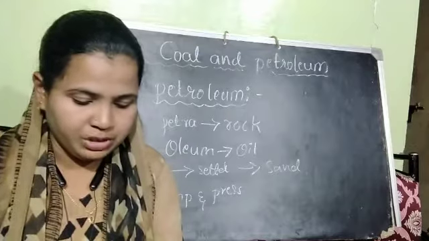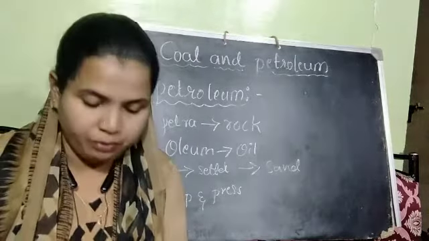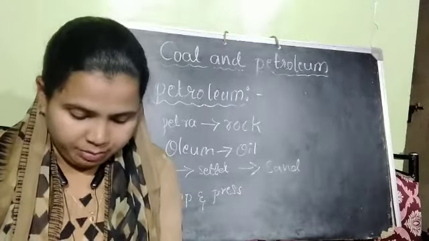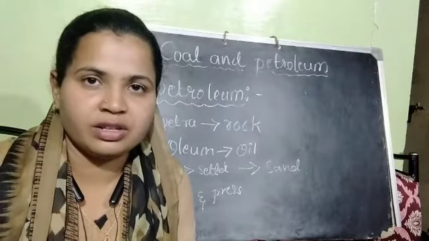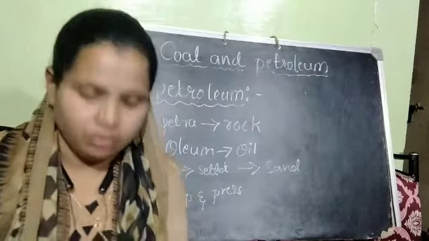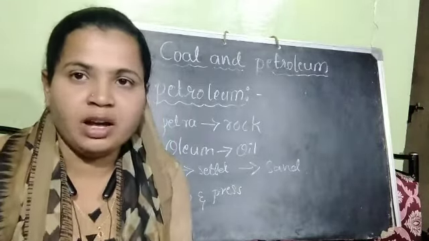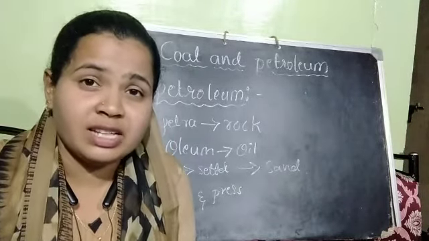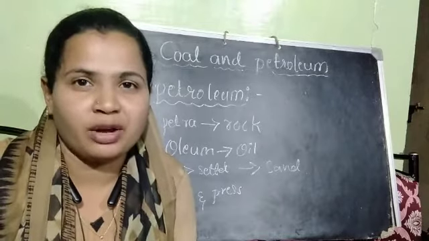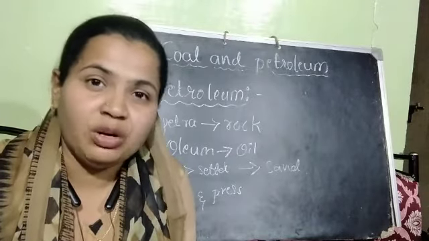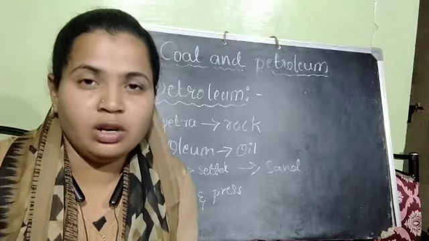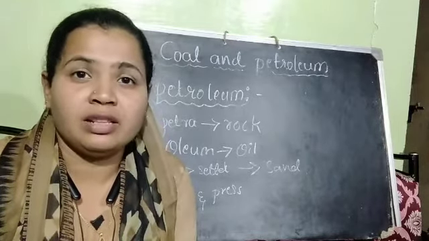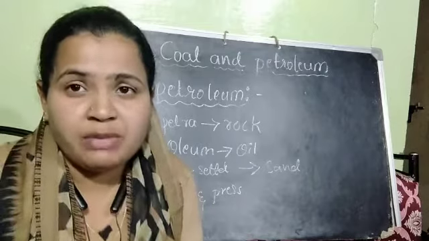Dear students, you see the picture 5.4. There the picture shows how petroleum is extracted from the earth, how it is taken out from the earth. Now the question arises, how is this petroleum formed? The way I told you in the formation of fossil fuels like coal, the same way this petroleum is formed.